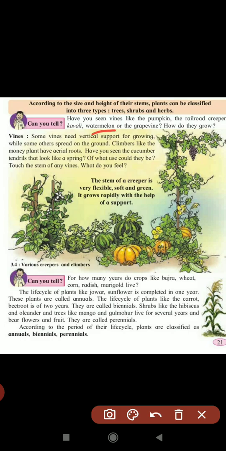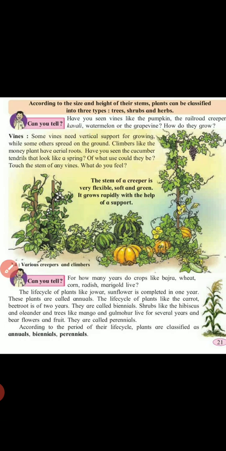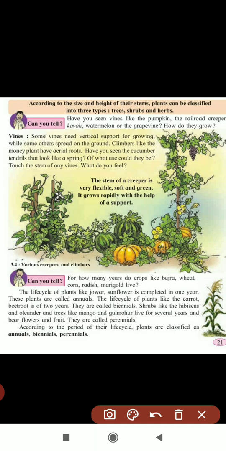So our next classification is vines. This is the plant vine, not the drinking wine. Some vines need vertical support for growing, while some others spread on the ground. The climbers, like the money plant, have aerial roots, and they need support.